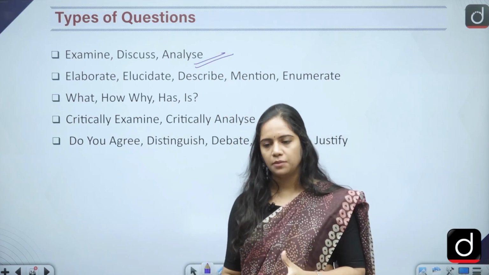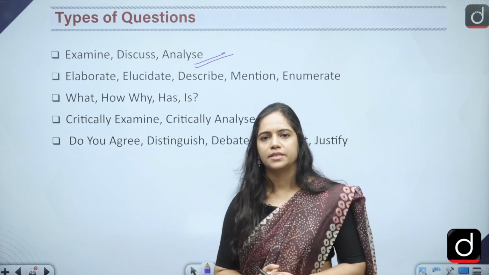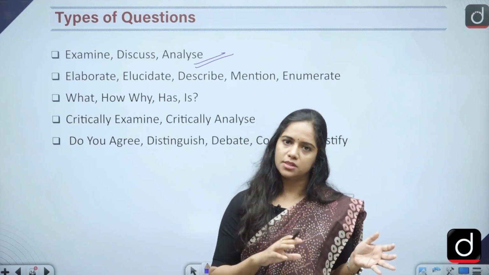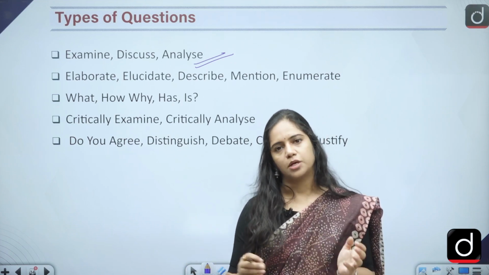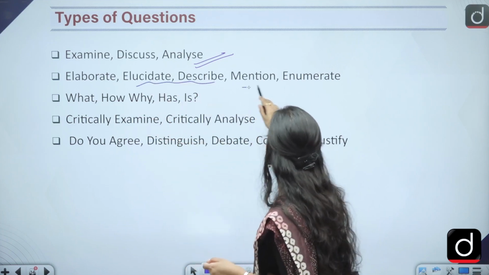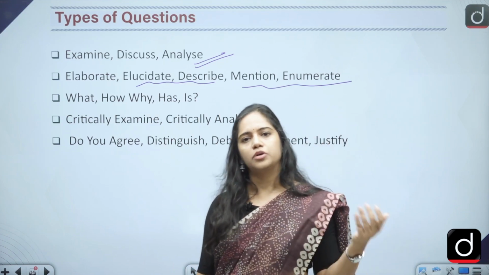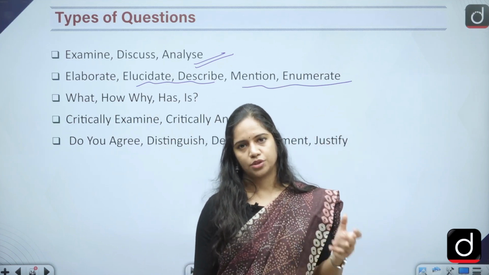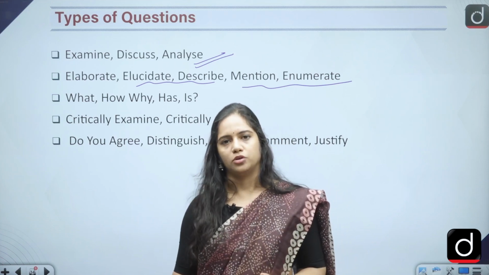You have to go through the stem of the question, and you have to move in the same direction. You can give a positive and negative balanced view of the question and conclude with a positive conclusion. Elaborate, elucidate, describe, mention, enumerate. These are very direct. You do not even have to give the negative aspect of the situation or the question that is being asked. Whatever is there, you have to simply elaborate on it.